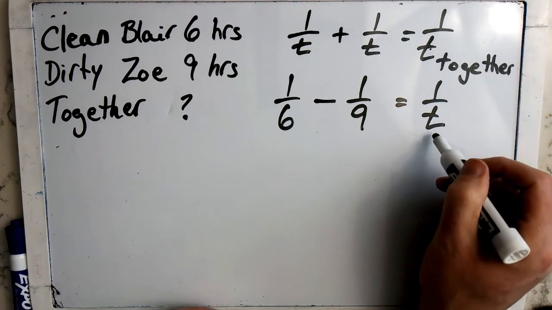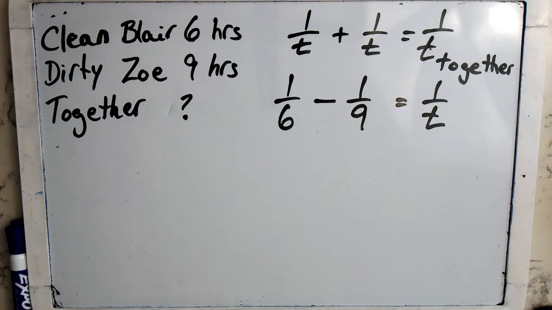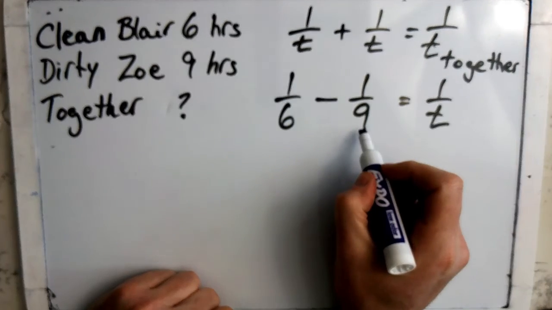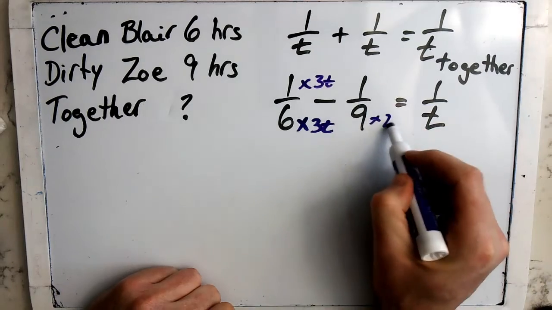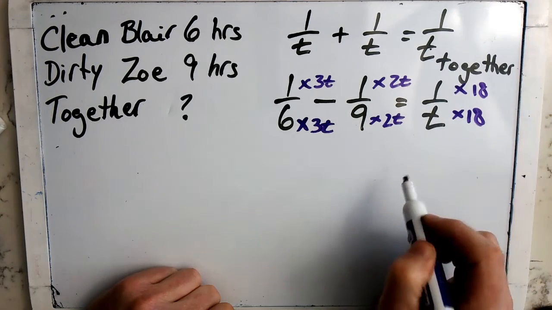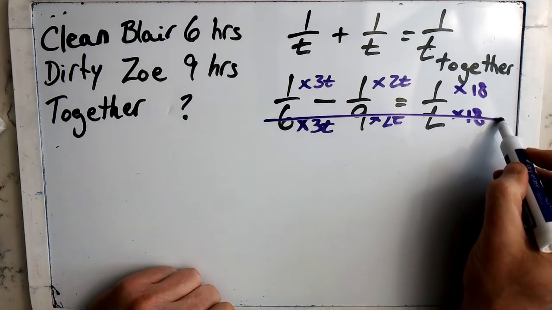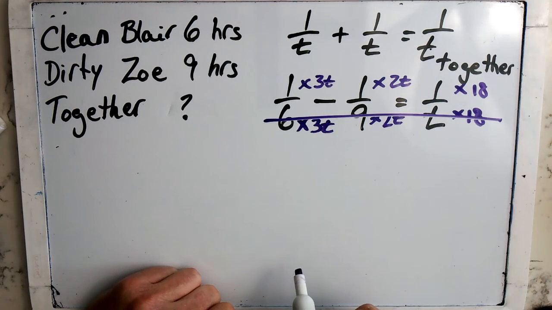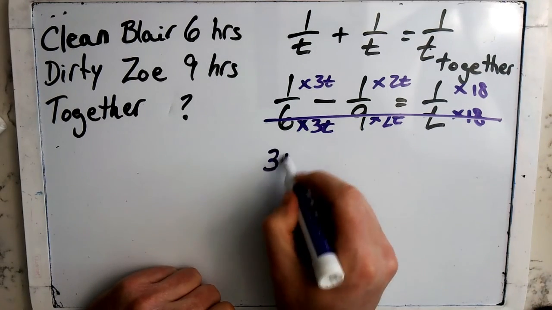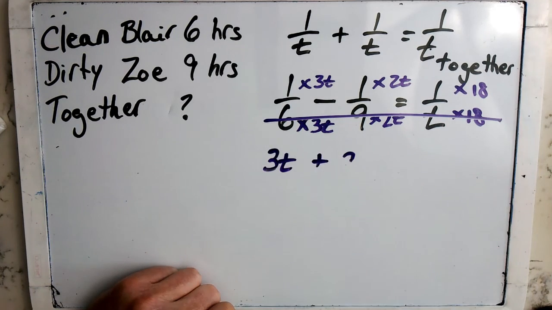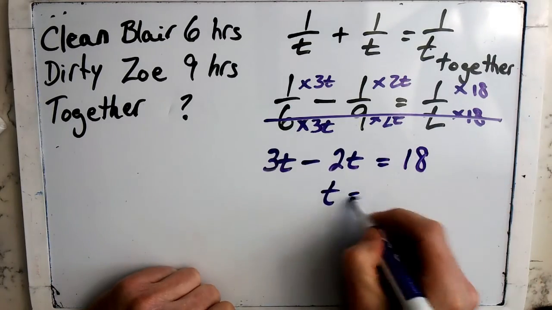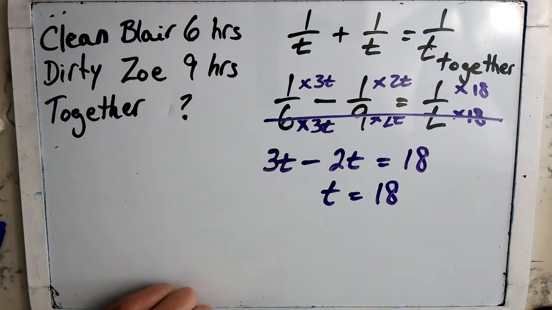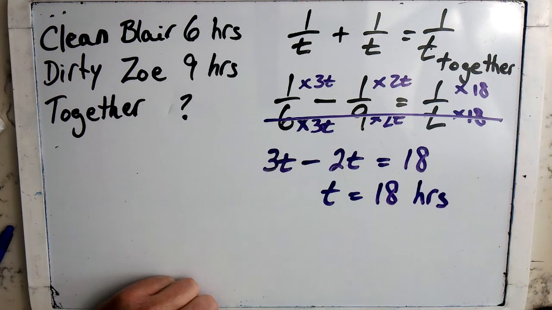So now that we've got this, common denominators, so 6 and 9, the smallest LCD will be 18. And if we have common denominators, they'll all cancel when we multiply by 18t. So I end up with 3t. Oops. Subtract. So it takes 18 hours to clean the house if Zoe's making a mess.